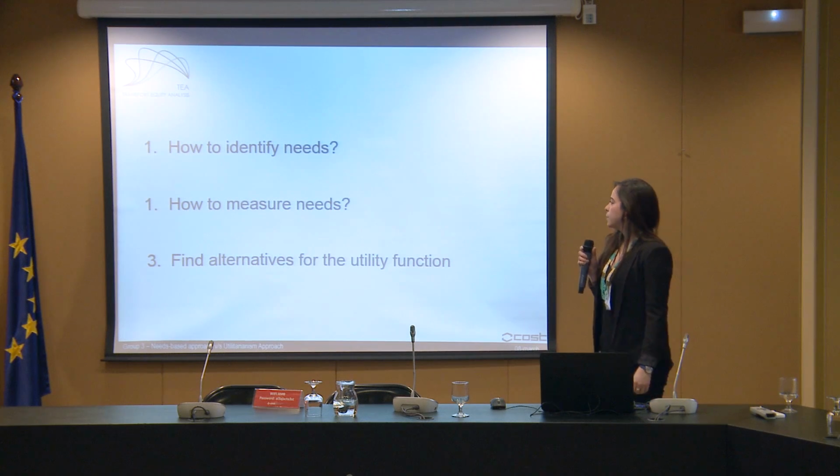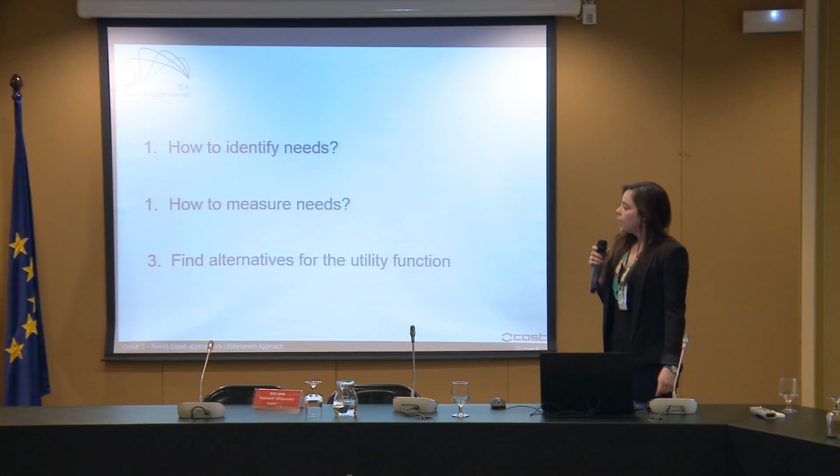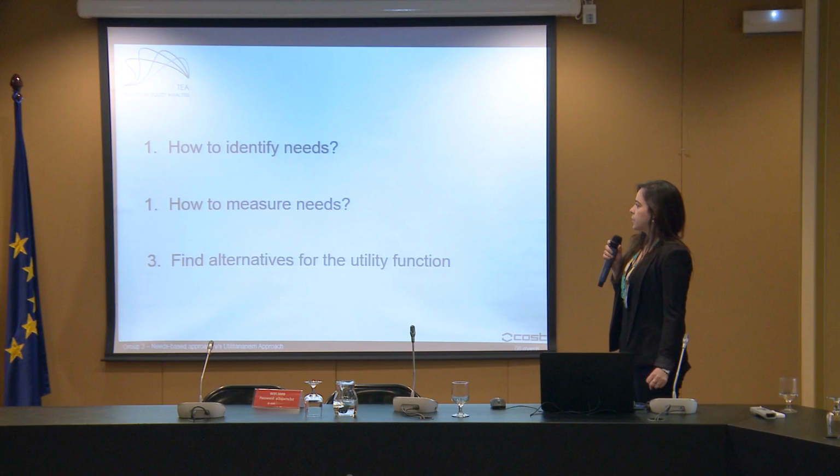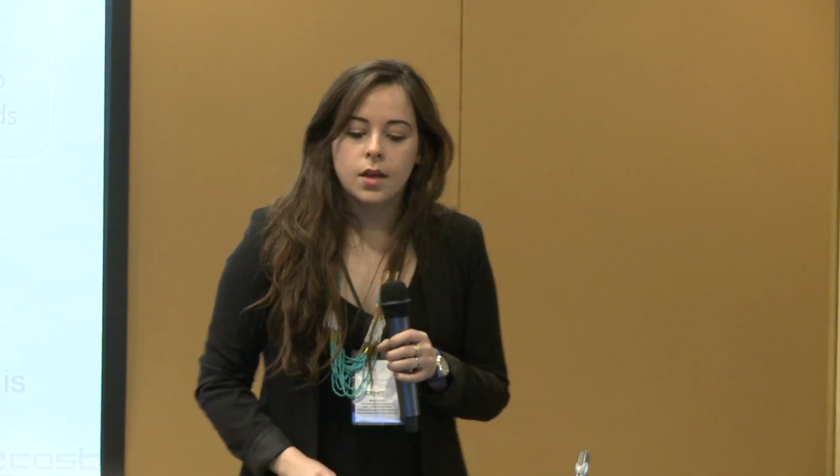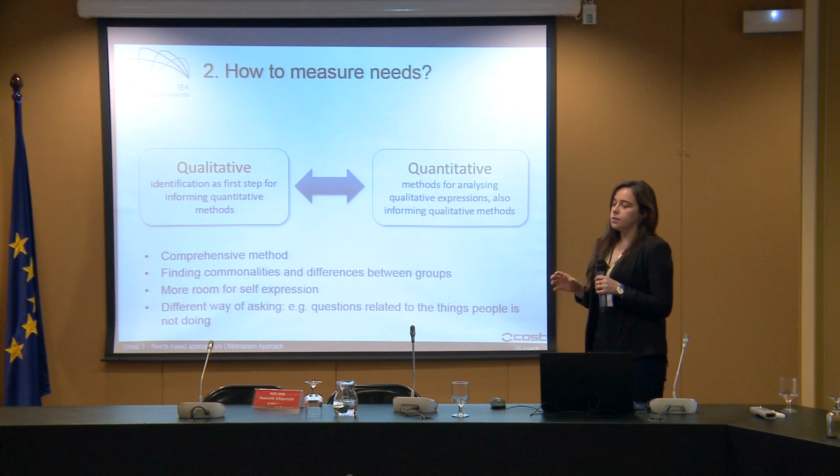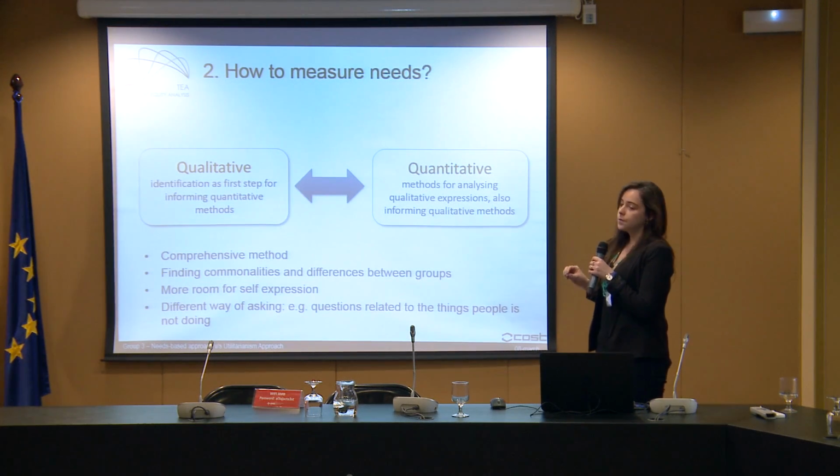So these are the results for group number 3. We started with 3 different questions: how to identify needs, how to measure needs, and finding alternatives for the utility function. So in terms of how to measure needs, we define that it's important to have a comprehensive method considering a qualitative and quantitative perspective.